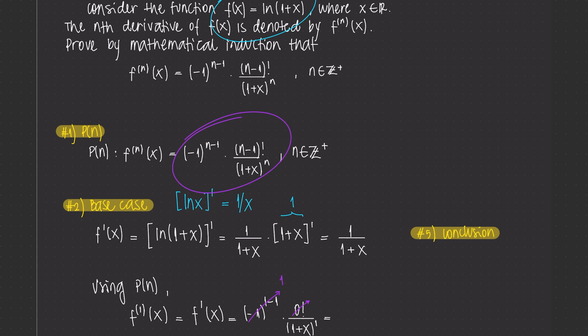Now let's check whether this formula works. So using P(n), what we have is the first derivative of f, which is of course f'(x), that is equal to (-1)^(1-1), which is (-1) to the 0th power, times 0! over (1+x) to the first power. Knowing that (-1)^0 is 1 and also 0! is 1, we have 1 over 1+x again. Therefore, the base case holds.